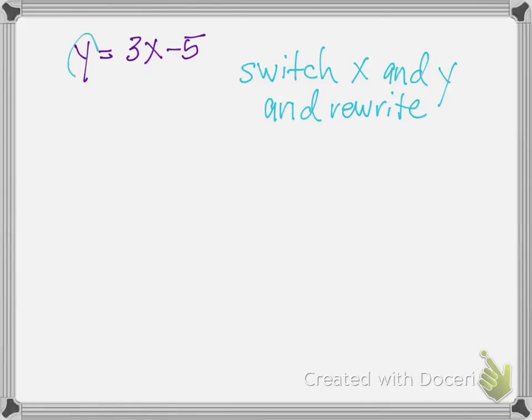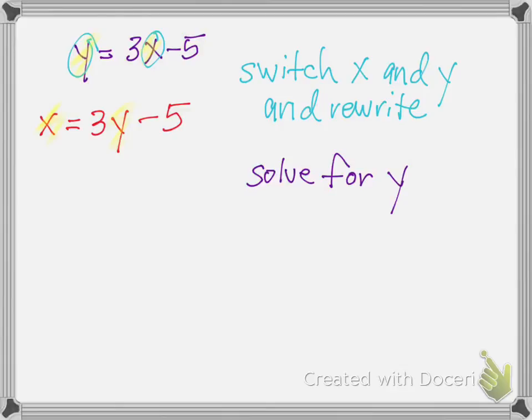So when I switch my x and y, I now rewrite the equation as x equals 3y minus 5. So the only thing that I did is I took my x and my y and I switched them. And I rewrote it. So once you have that, you are going to solve for y. So once you have switched them, that's your step 1. The second step is now solving for y. And so it's just a linear equation.